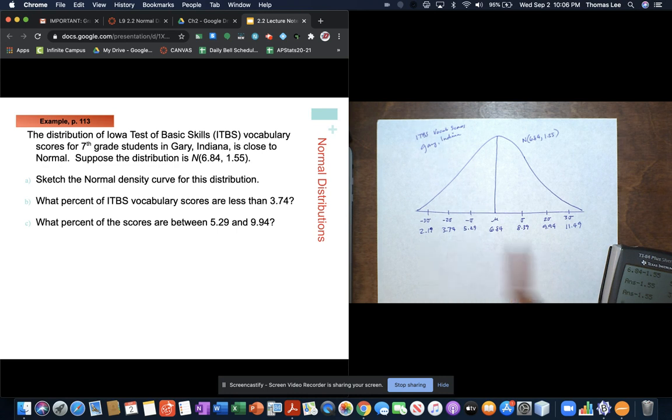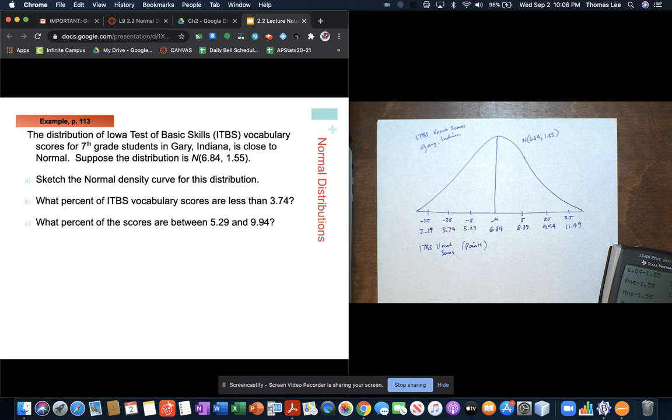And then down here, how are we going to label this? This is just scores, but points. Vocab score. Okay, so there we have part A.